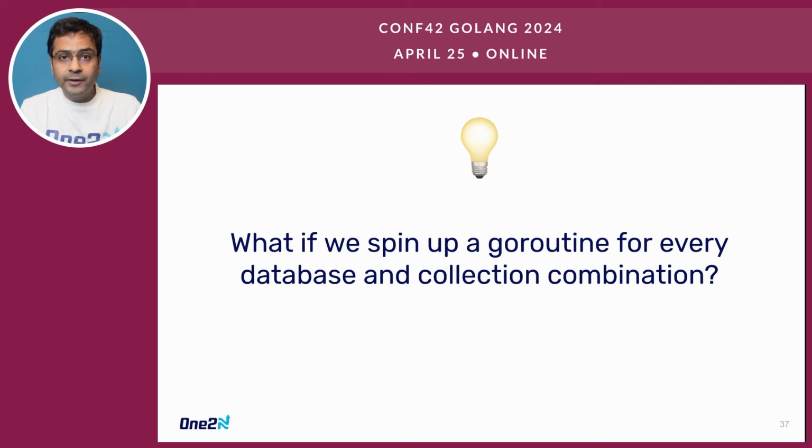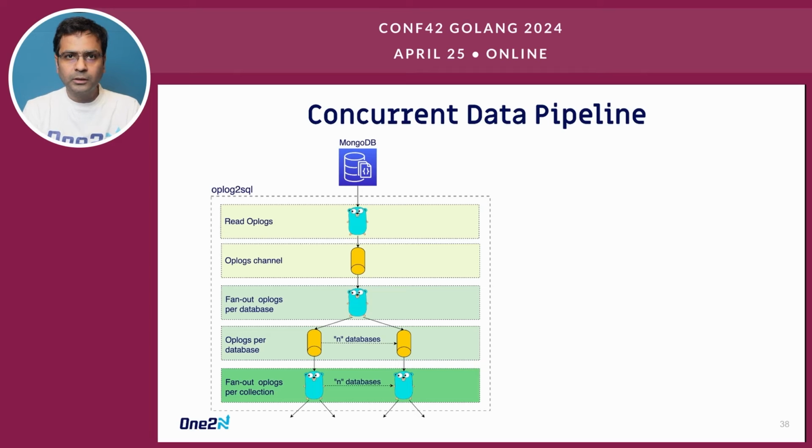If we take this idea even further, why don't we create go routines for each database and collection combination also? Right now, we were only creating go routines per database, but each database has m collections. So what if we create go routines per database collection combination? That will be a truly concurrent and massively parallelized solution. So this is what we end up with.